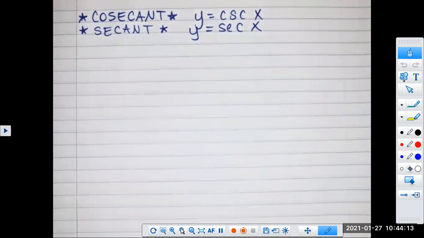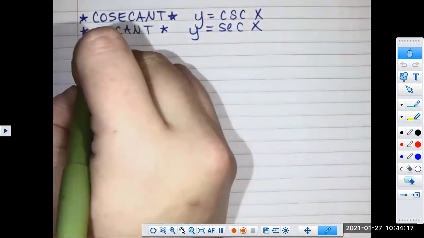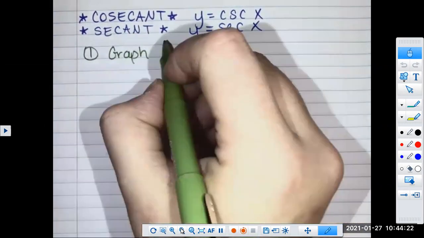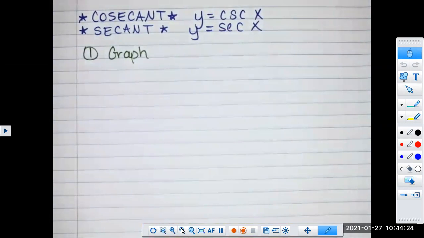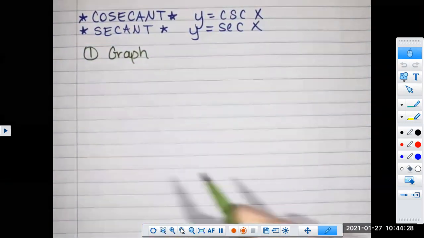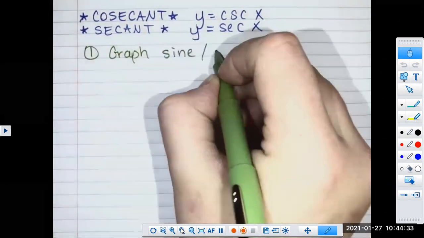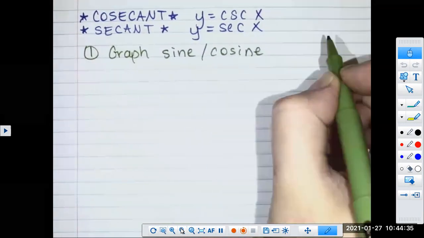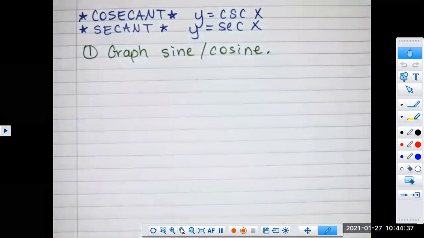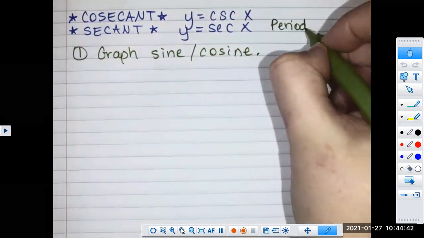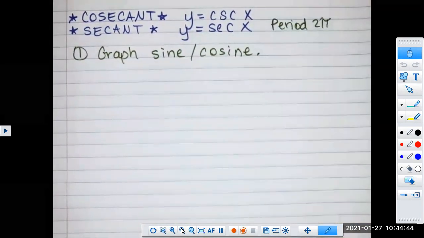Okay, how you graph secant or cosecant, the first thing you're actually going to do is graph the same function, but you're going to replace cosecant with sine, and you're going to replace secant with cosine. So you're going to graph the sine or the cosine function first. Period for these, just like sine and cosine, is 2 pi.